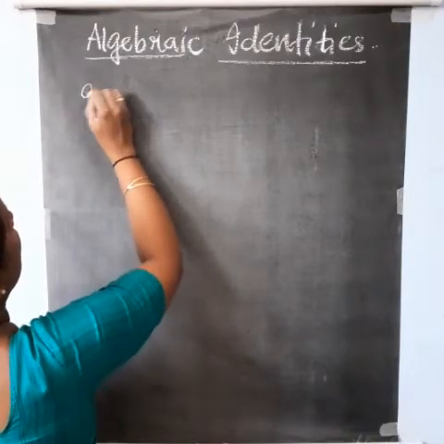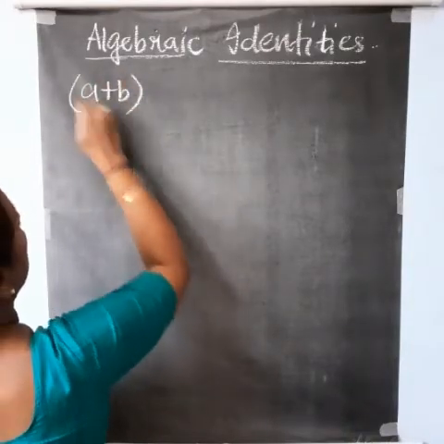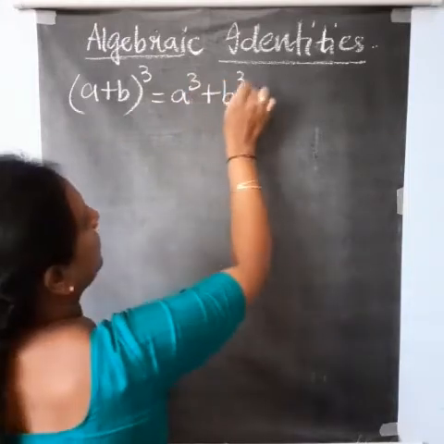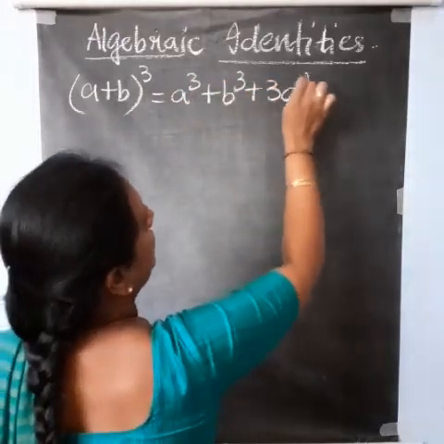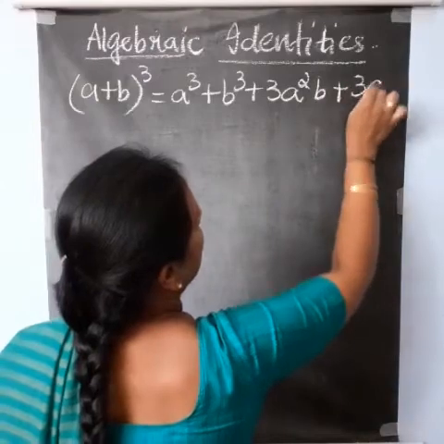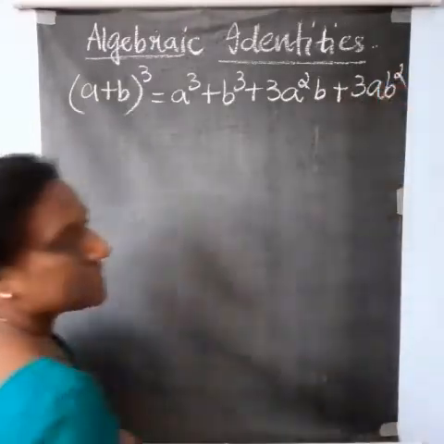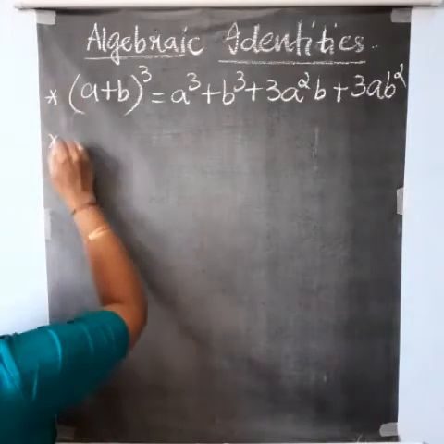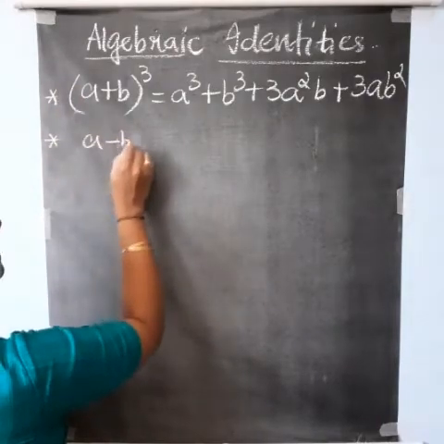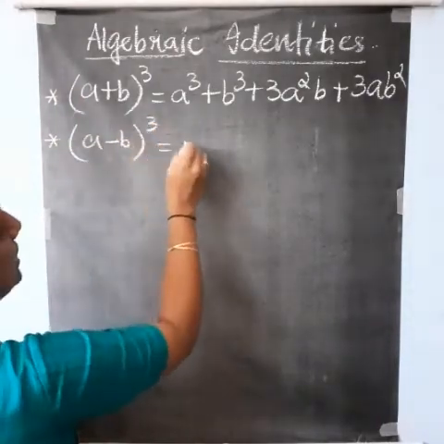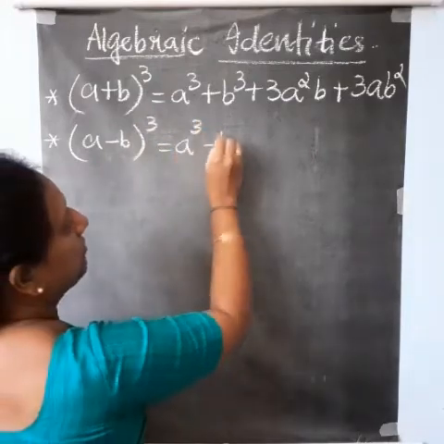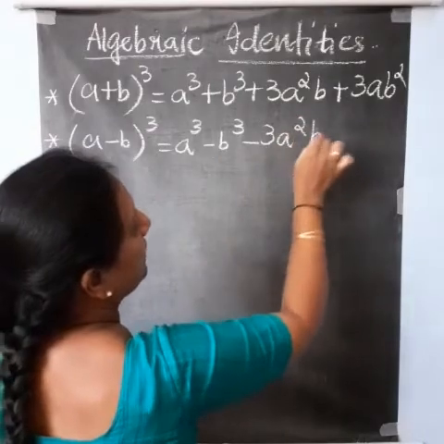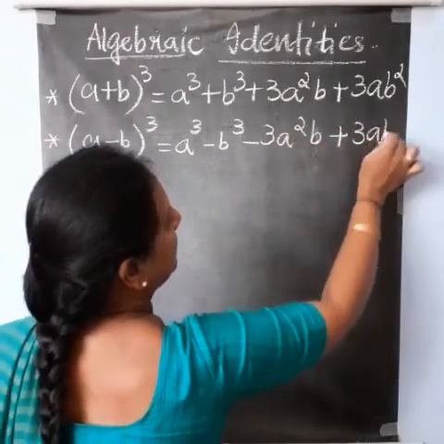What was that? We had (a plus b) whole cube equal to a cube plus b cube plus 3a squared b plus 3ab squared. Yes, this was the first identity that we learned this year. And the next identity that we learned was (a minus b) whole cube equal to a cube minus b cube minus 3a squared b plus 3ab squared.